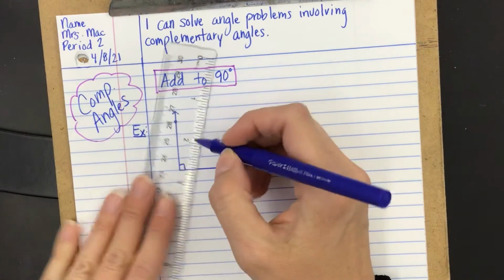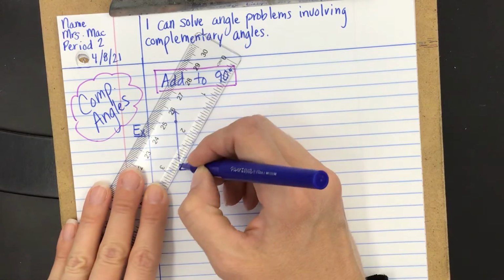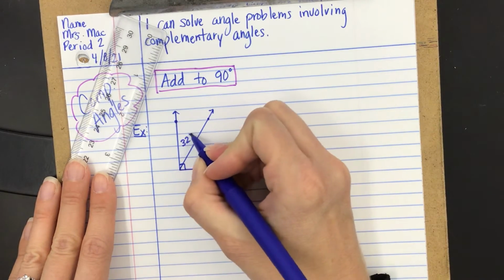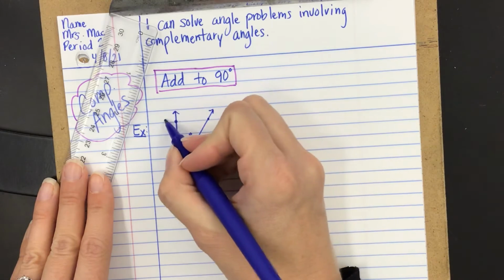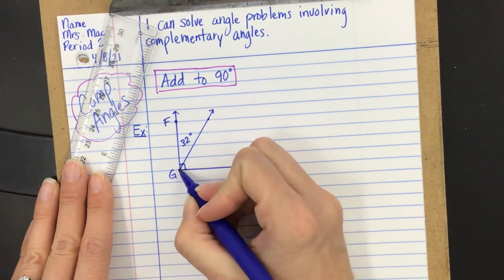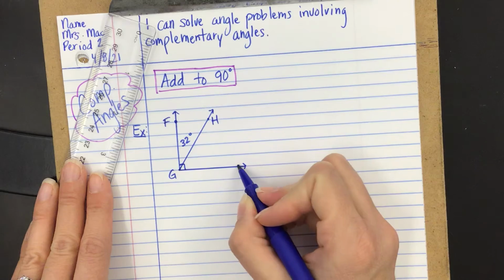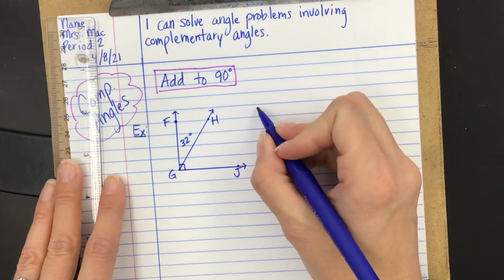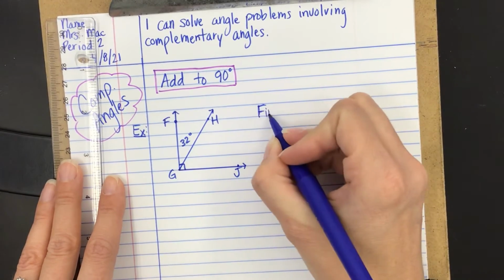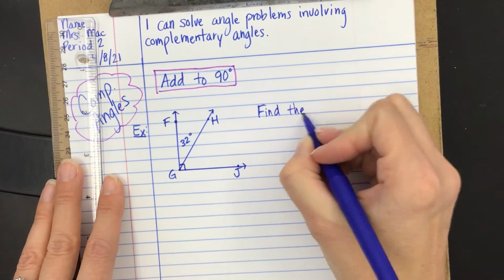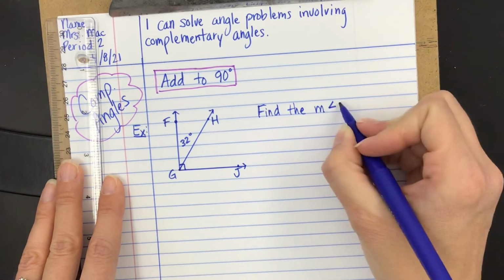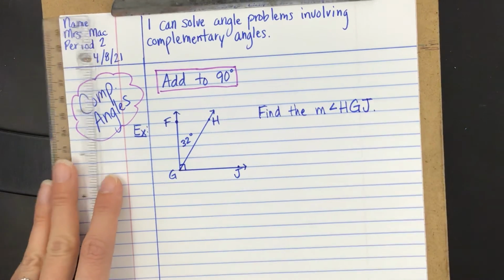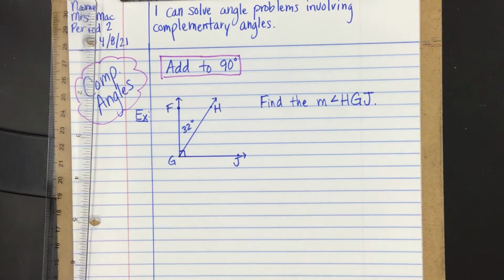Let's go ahead and I'm going to give this angle a name too. We'll say that this is 32 degrees. F, G, H, J. Okay, so for this problem, we're going to find the measure of angle HGJ. That's our goal.